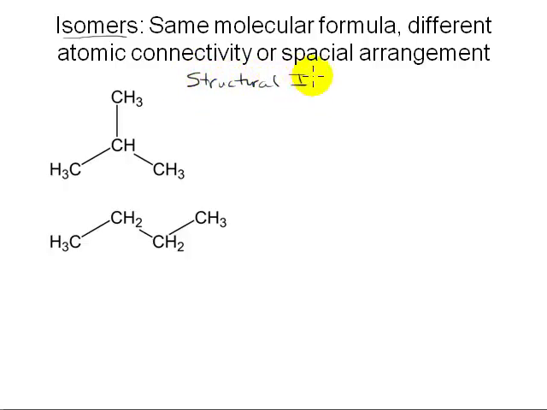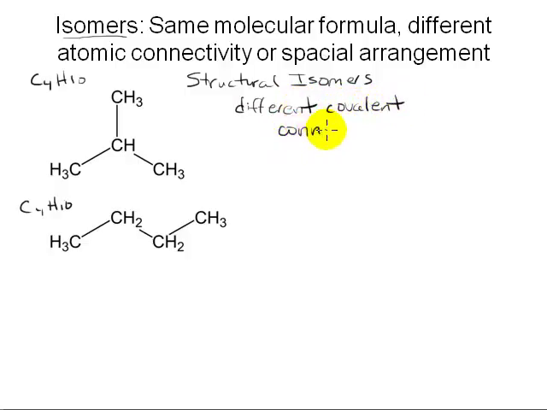So here we have two different versions of molecules that are both C4H10. And what you can see is that they have a different covalent connectivity of those atoms with one another. The structure on the bottom is a single 4-carbon chain, while the structure on the top is a 3-carbon chain with another carbon branching off of that central carbon. So these types of isomers that have a different covalent connectivity between the atoms are structural isomers.